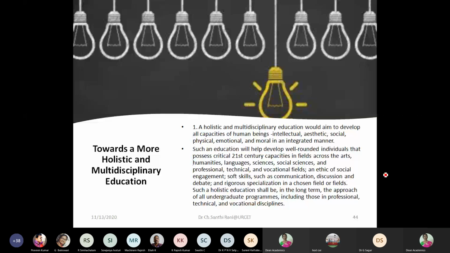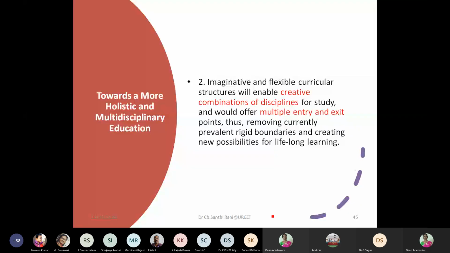A holistic multidisciplinary education would aim to develop all capabilities of human beings, maybe intellectual, aesthetic, social, physical, emotional, and moral. So all these are integrated and a holistic education comes into the picture. By teaching all these aspects, an institution will become a holistic and multidisciplinary educational institution. And here are some important points that we have to understand, right? I think I can go to the next slide.